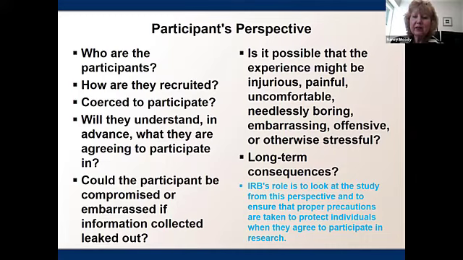So this is really what the board does: they look at the study from the perspective of the participant, and they're going to mitigate any risk. If you can't mitigate risk, you're going to have full disclosure for transparency on what the participant's risk would be and if there are any benefits.